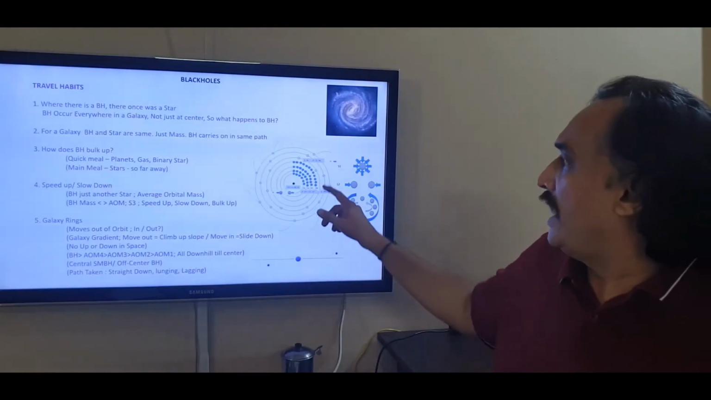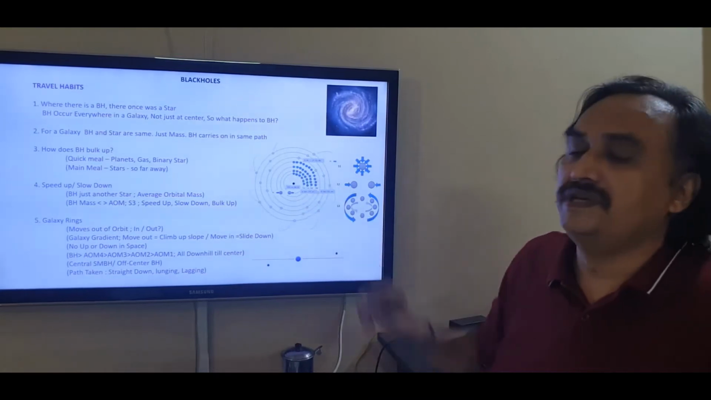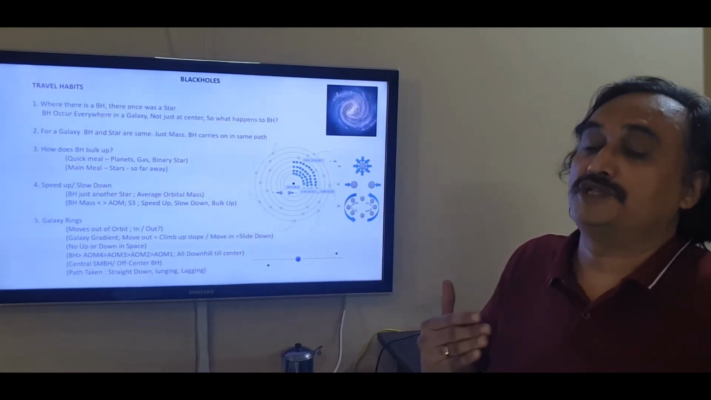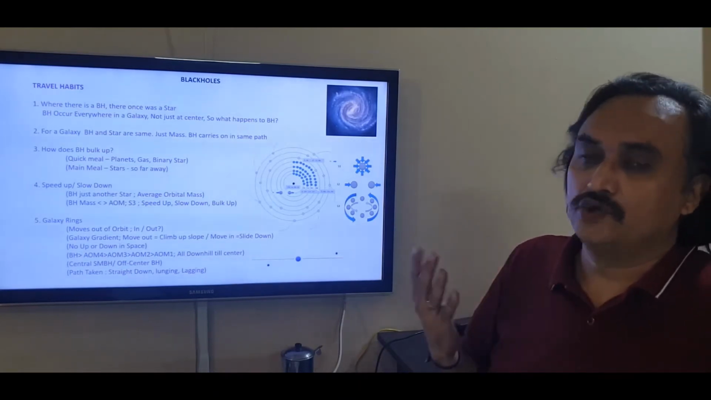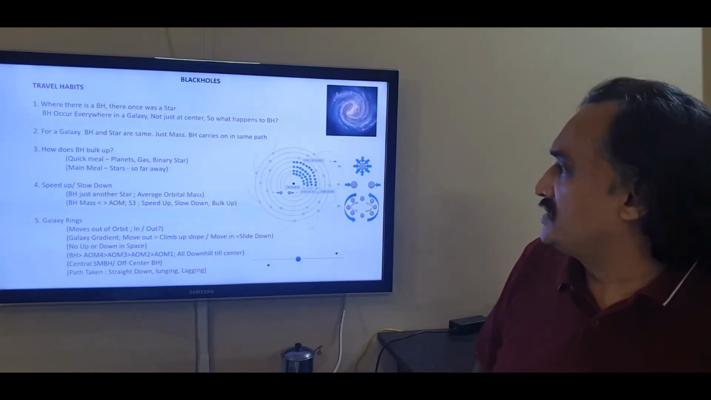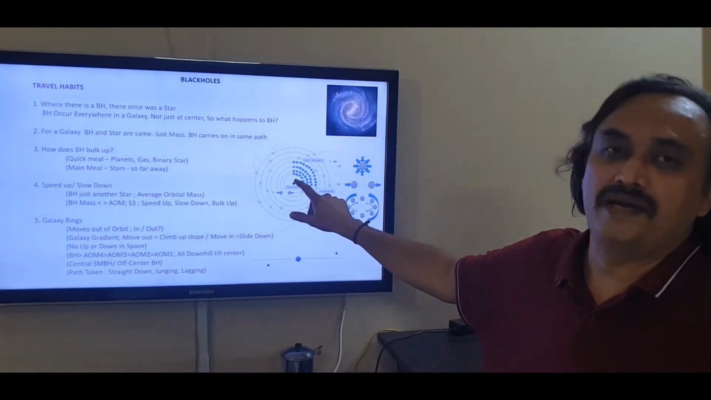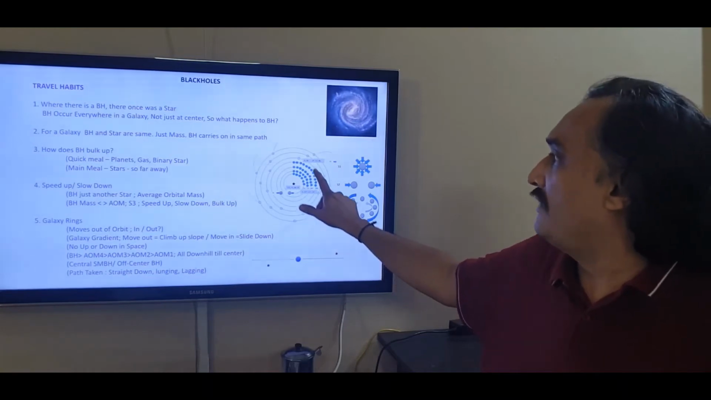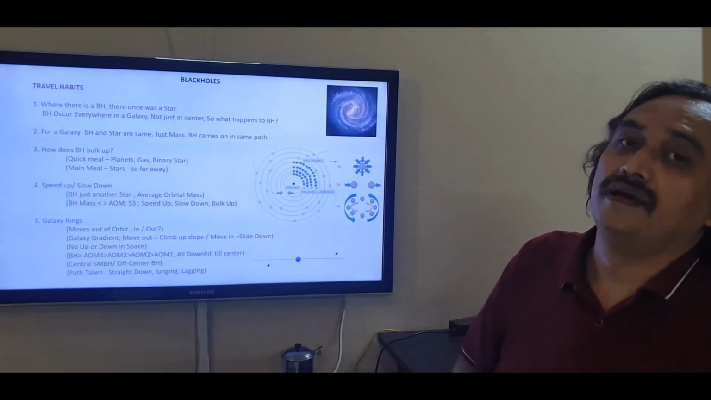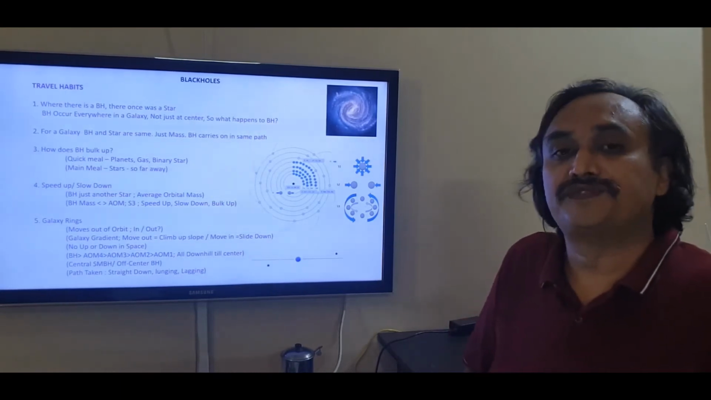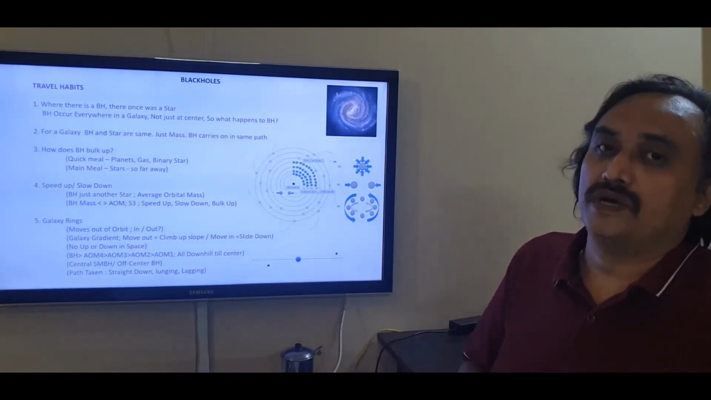So every star that you see here, if it meets the Chandrasekhar limit, has the possibility to convert itself into a black hole. Any star. So it is not just necessary that you should find the black hole only at the center. You could have the black hole anywhere in the galaxy. Wherever it meets the limit of Chandrasekhar, it could turn into a black hole.